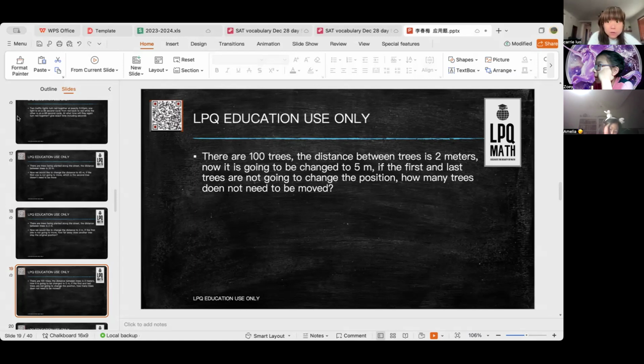Okay, did you draw the graph yourself? Yes, okay, good. So there are 100 trees, right? First one, second one, third one. So how many distances are there? That's the first question. 100 trees, each of them 2 meters apart. A lot of students said, okay, the whole distance will be 200 meters. Is it right?